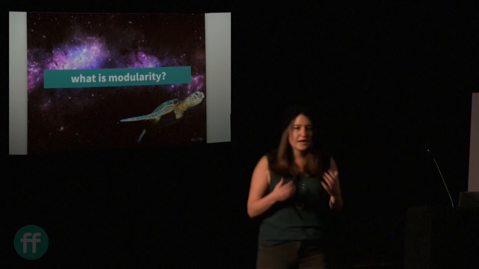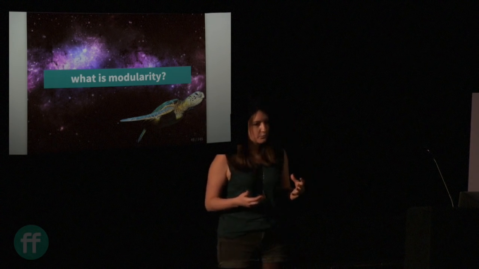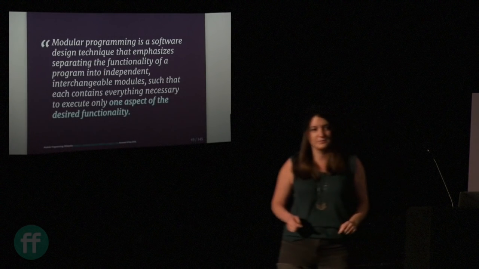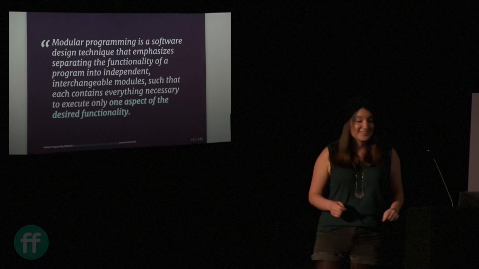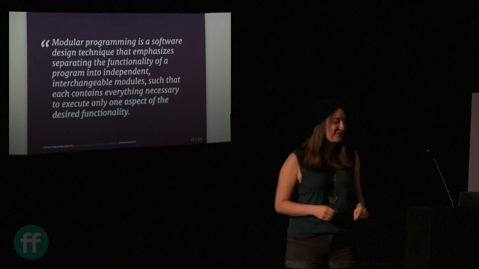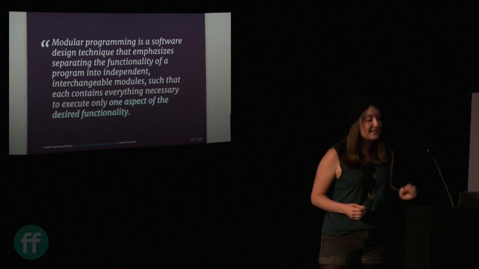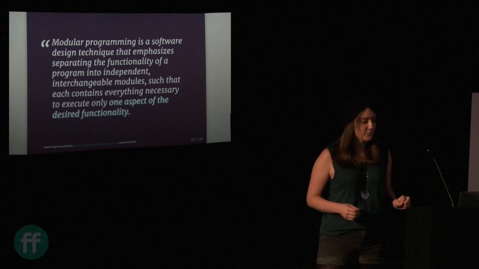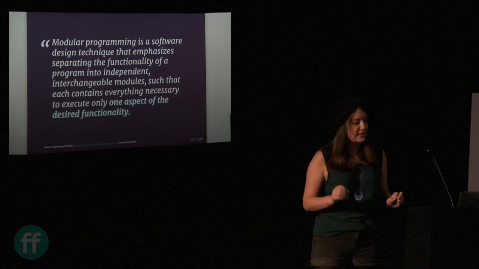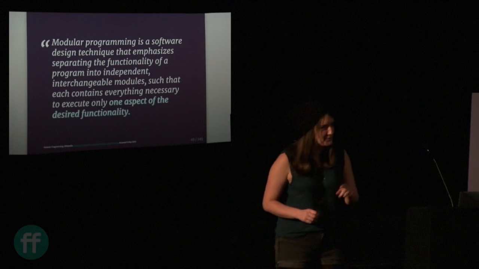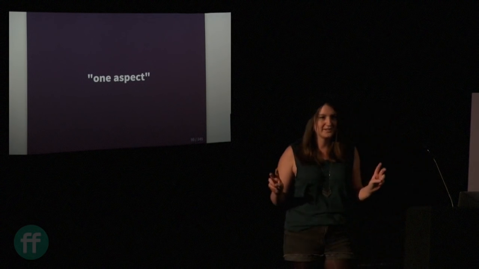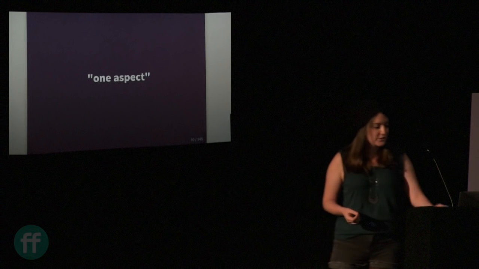All right, so now we can say, okay, we kind of know what problem we're solving, but what is modularity? So my research skills are gonna kick in again, and I went to Wikipedia to get a definition. So Wikipedia defines modular programming as a software design technique that emphasizes separating the functionality of a program into independent, interchangeable modules, such that each contains everything necessary to execute only one aspect of the desired functionality. And if you've been following my questioning, you're probably going to know that I'm going to take a little bit of an issue with this idea of one aspect. All right, how do we decide which aspect?